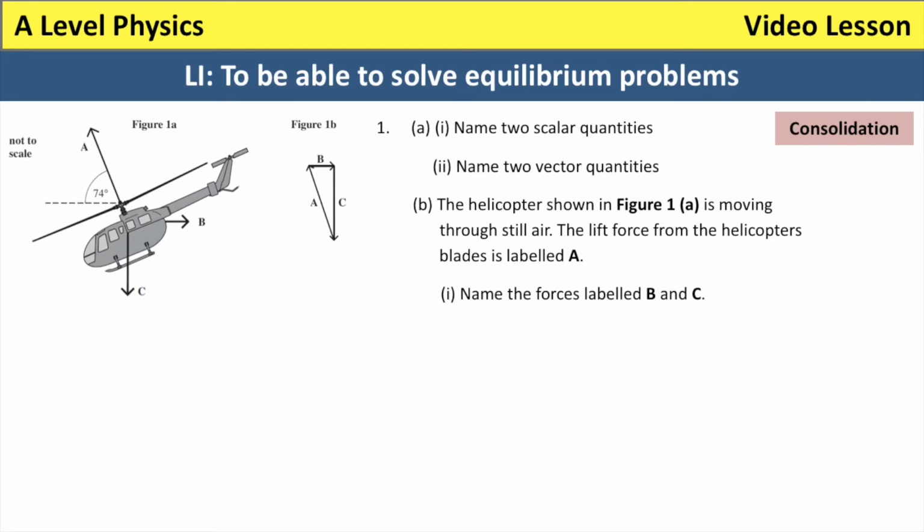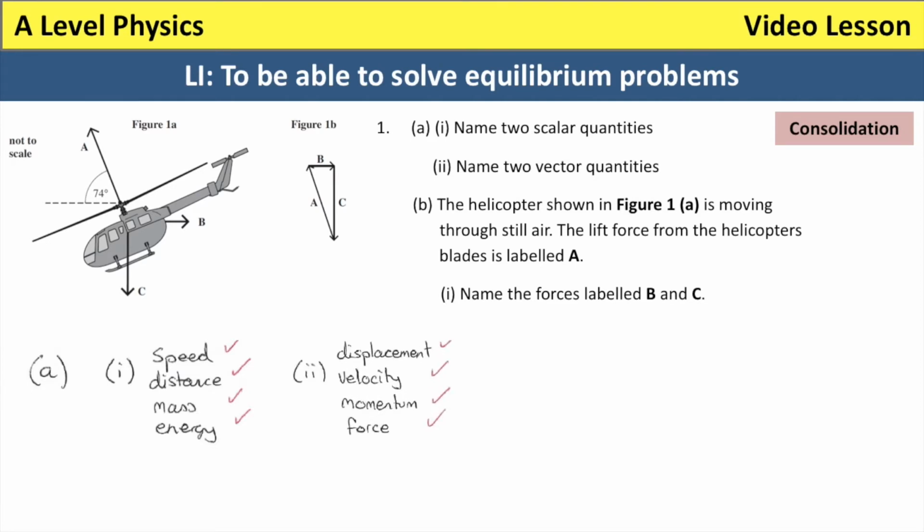So the first question on consolidation says 1A part 1, name two scalar quantities. A bit of a recap from right at the start of the topic here. There's loads of different scalar quantities that we could name. I've given you 4 different examples that you could pick from there. You could have distance, speed, mass or energy. 1A part 2 says name two vector quantities. Again, just a simple recap from earlier on in the topic. You could have displacement, velocity, momentum or force.